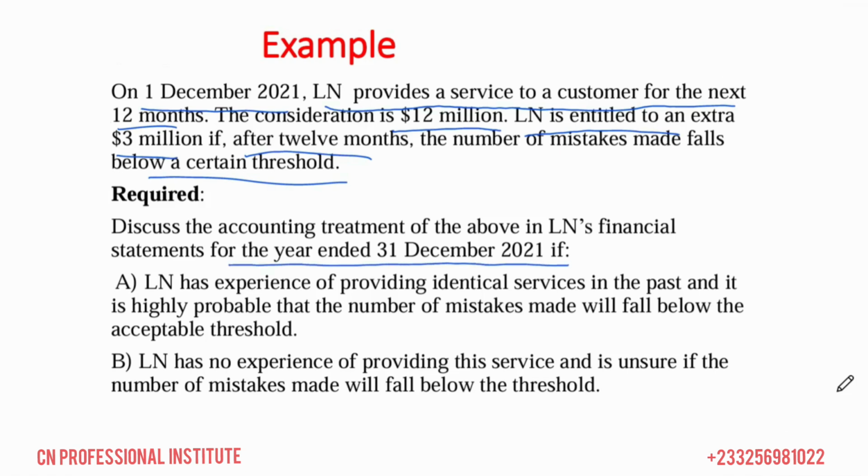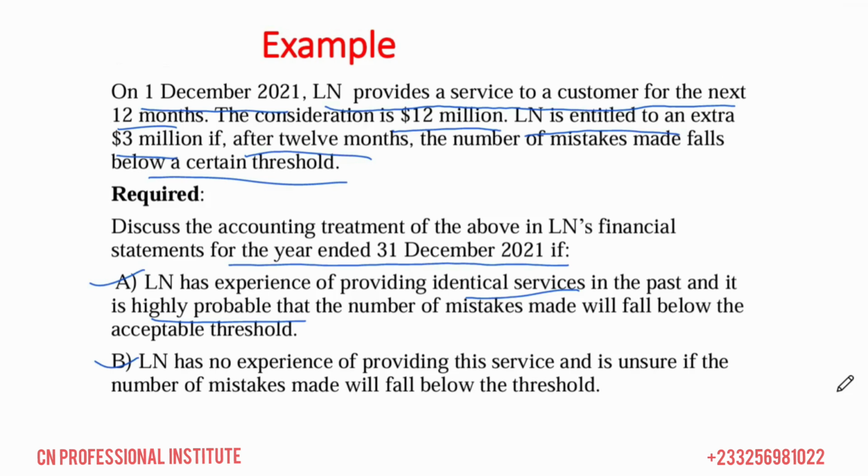2021. If A, LN has experience of providing identical services in the past, and it is highly probable that the number of mistakes will fall below the threshold. And B, LN has no experience in providing this service and is unsure if the number of mistakes made will fall below the threshold. So A has given us the condition.